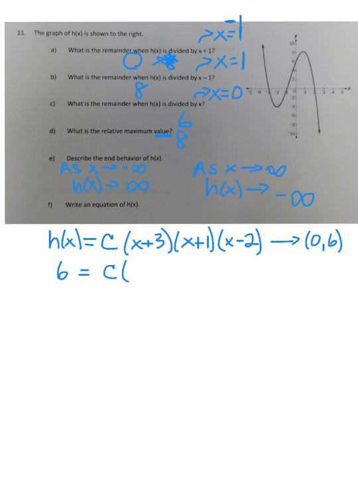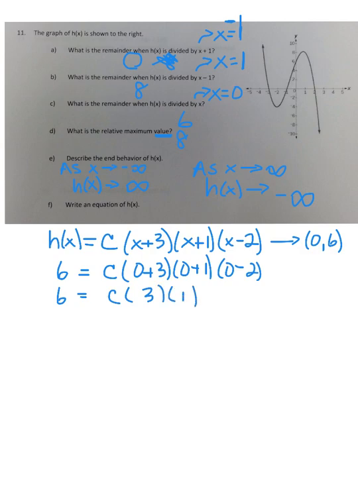And everywhere I see an x, I'm going to plug in 0. So (0 plus 3) times (0 plus 1) times (0 minus 2). So I have 6 equals c times 3 times 1 times negative 2. So 6 equals c times negative 6, and let's divide out that negative 6. So I have c equals negative 1.